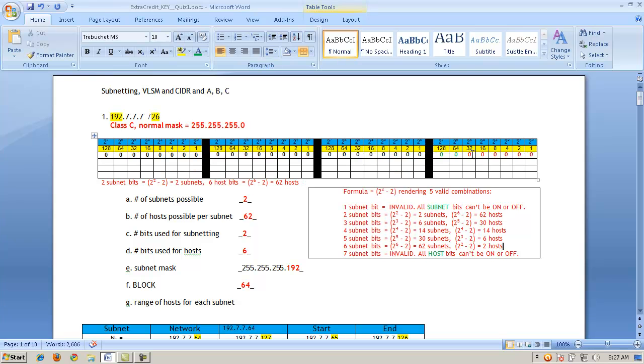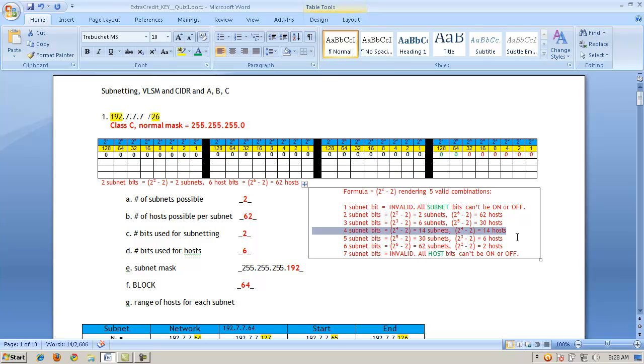The next available range would be the 32 block value, or the 32-bit. If I'm using 3 bits, 2 to the power of 3 minus 2 gives me 6 subnets. Then I would have 5 bits left for hosts, and that would give me 30. And then we meet in the middle. If I use 4 bits for the subnetting, that also leaves me 4 for the hosts, so I have the same number of subnets and hosts in the middle there.